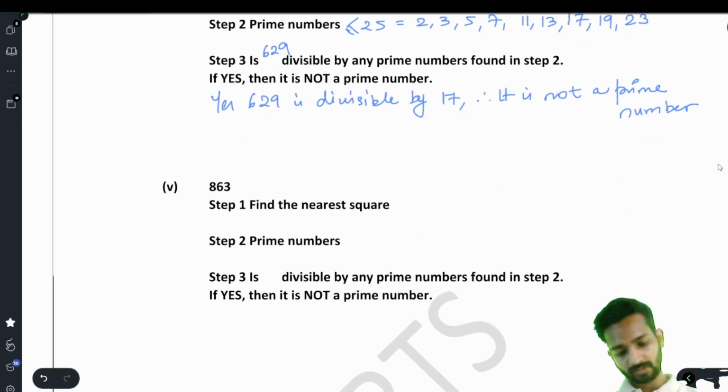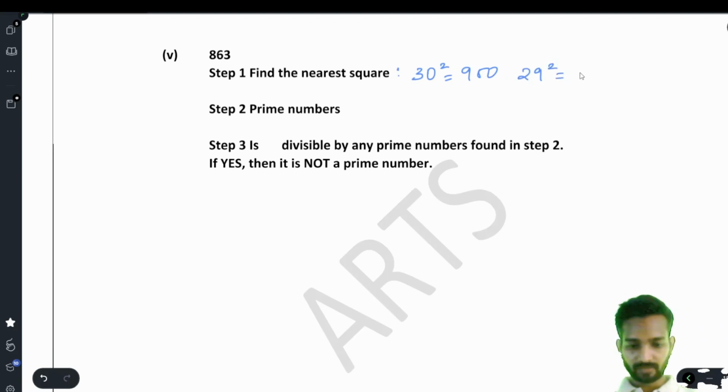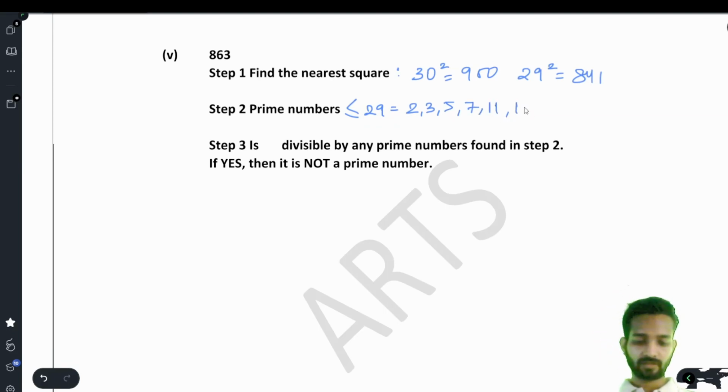Now moving forward, 863, how will we solve that? Again the same steps. Kindly follow the steps. Now solving 863, we can say that see 30 square, we know that it is 900. So if we take 29 square, it will be 841. Now prime numbers less than or equal to 29, it will be again 2, 3, 5, 7, 11, 13, 17, 19, 23 and 29.